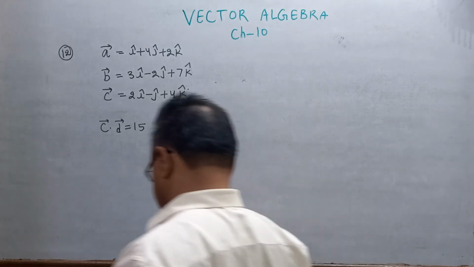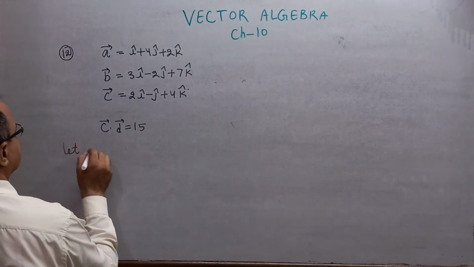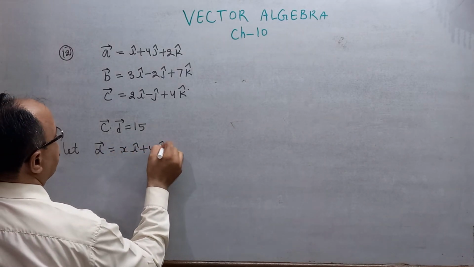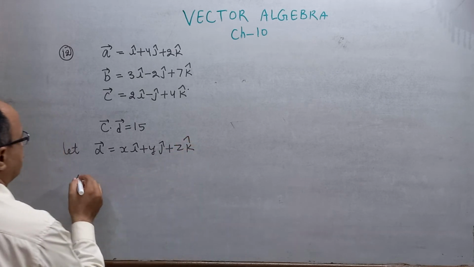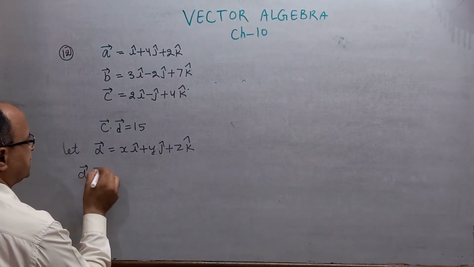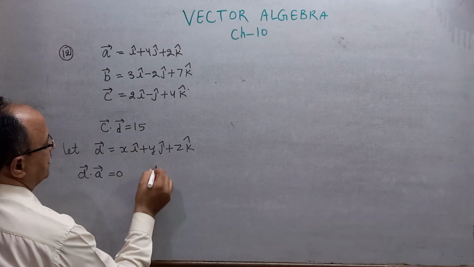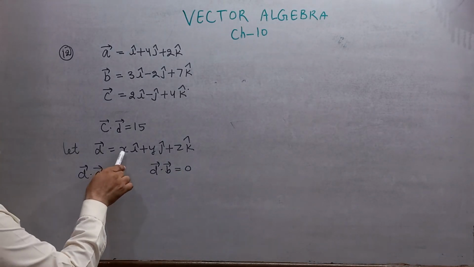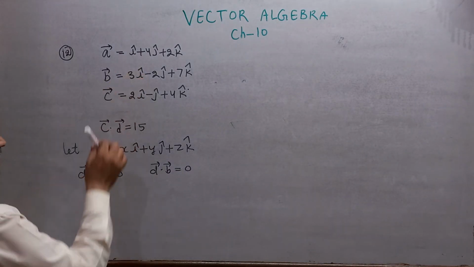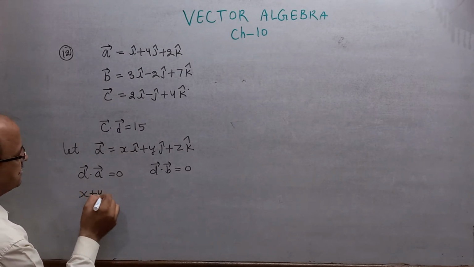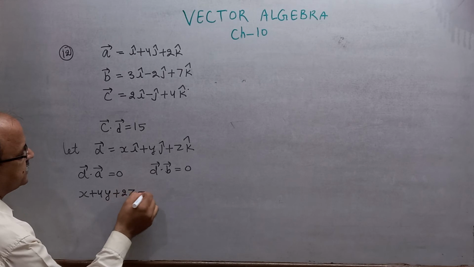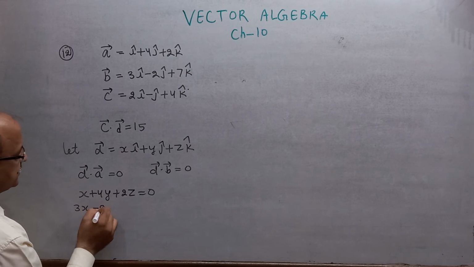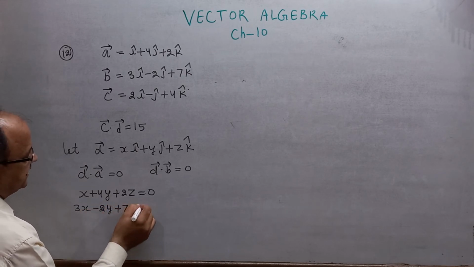Let the vector D be equal to x i cap plus y j cap plus z k cap. You know that D is perpendicular to vector A, therefore the dot product is 0. Vector D is perpendicular to vector B, therefore the dot product is also 0. Now, D dot A: x plus 4y plus 2z is equal to 0. And D dot B: 3x minus 2y plus 7z is equal to 0.